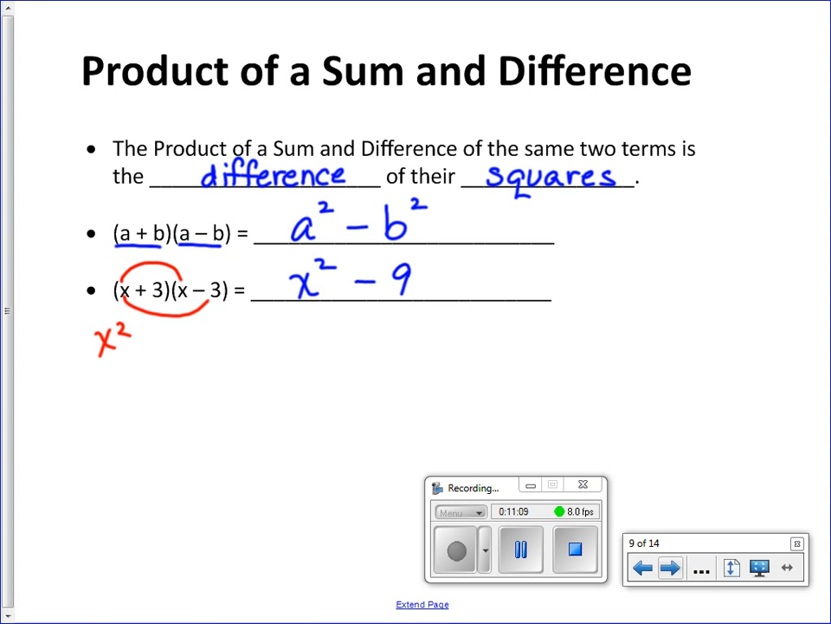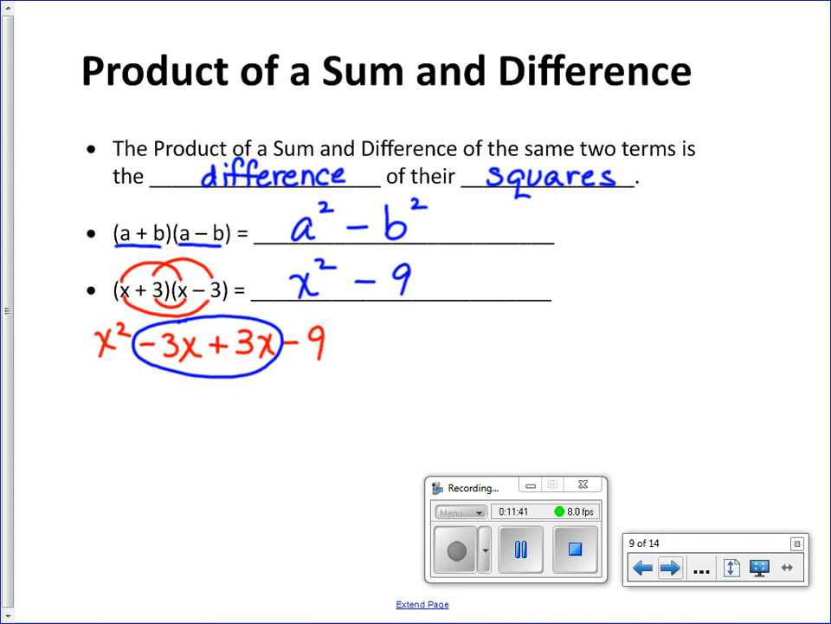Our outer terms, x times minus 3, would be minus 3x. Our inner terms, positive 3 times x, would be a positive 3x. And then our last terms, positive 3 times negative 3, would be a minus 9. Well, look what happens in the middle. And this is going to happen every time that you've got the same two terms, but you've got a plus in one factor and a minus in the other.